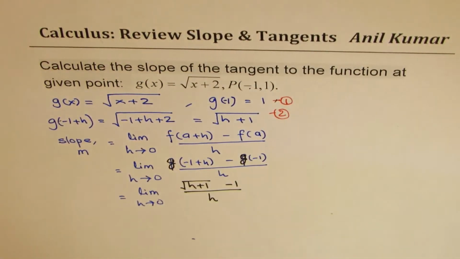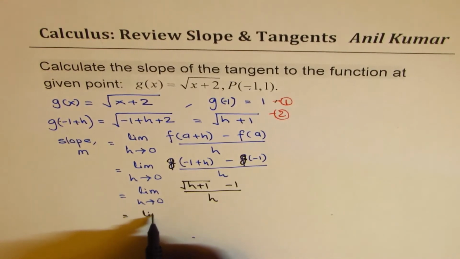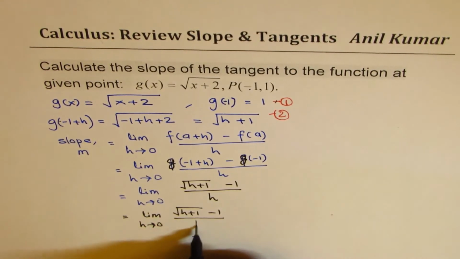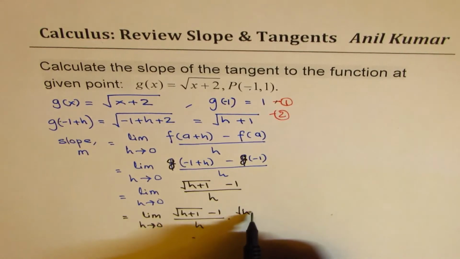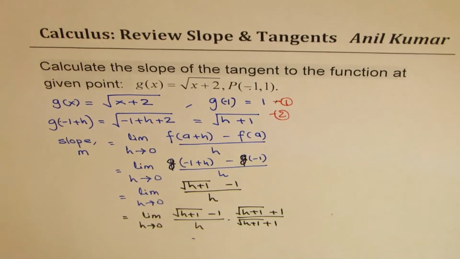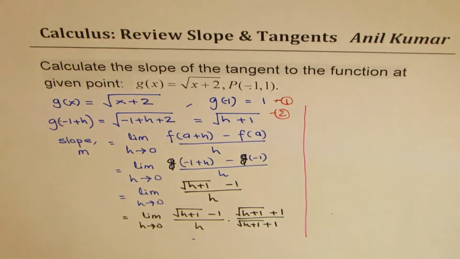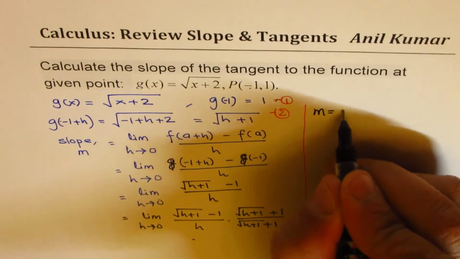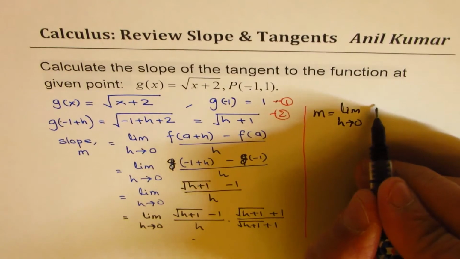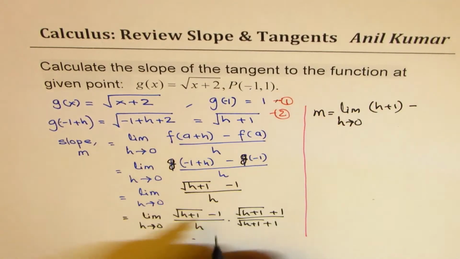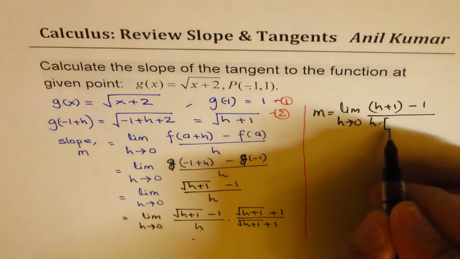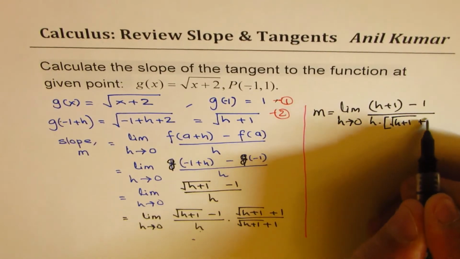Perfect. Now, to solve this, we should actually rationalize. So we have square root of h plus 1 minus 1 over h. To rationalize, we'll multiply and divide by its conjugate, which is plus 1, right? Square root of h plus 1 plus 1. Let me take it to the right side and solve it further. So what we have here is slope m equals limit h approaches 0. So when you multiply these two, difference of squares, you get h plus 1 minus the square of 1, which is 1, over h times all this, which is square root of h plus 1 plus 1, correct?